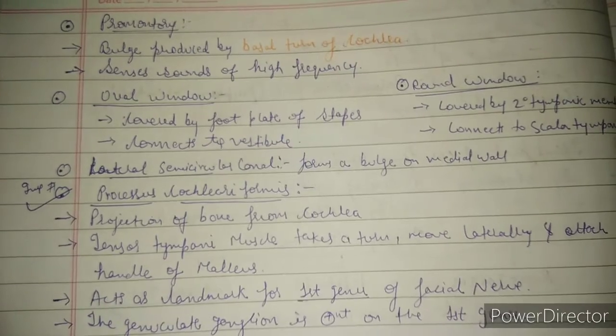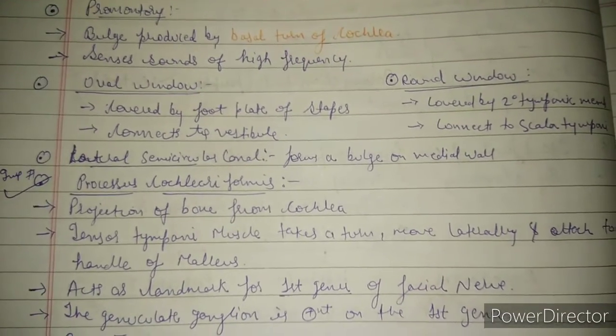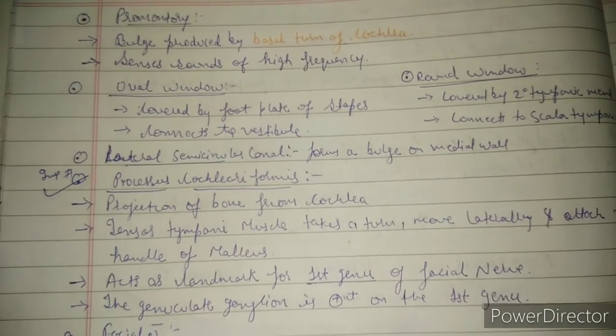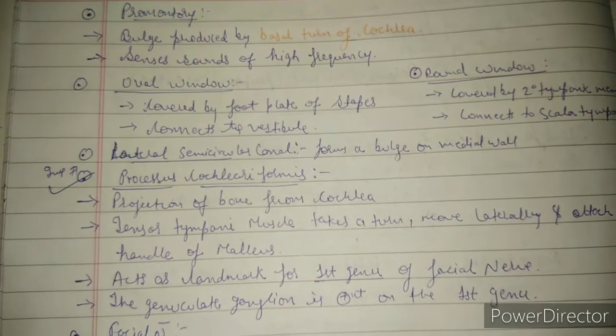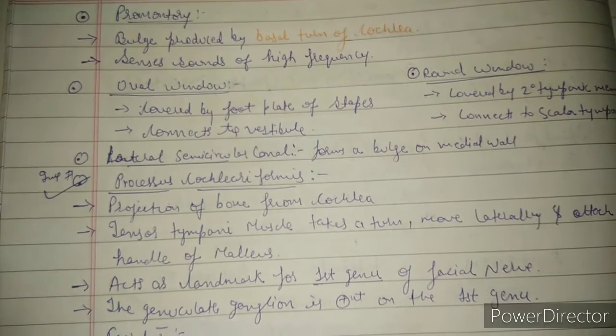Now we will see the promontory. As I have told you, what is the promontory? It is a bulge produced by the basal turn of the cochlea. It senses sounds of high frequency. As we will be discussing in the internal ear, I will be telling you there that the basal turn of the cochlea senses high frequency.